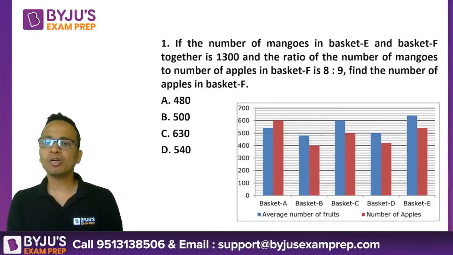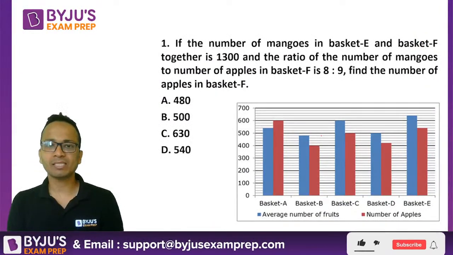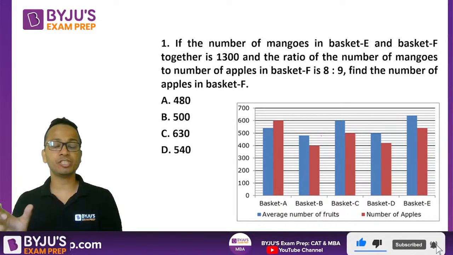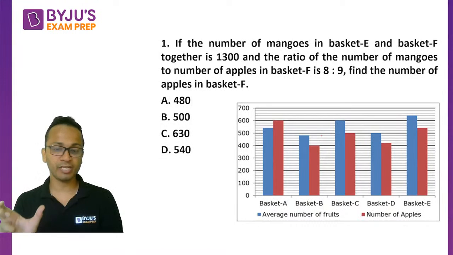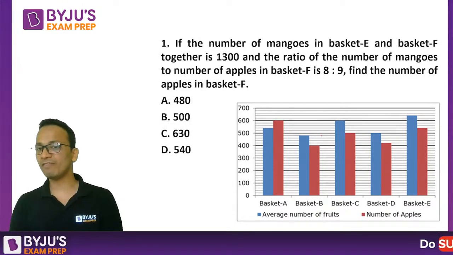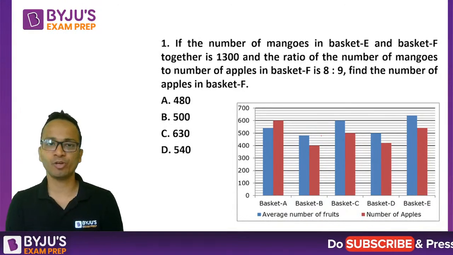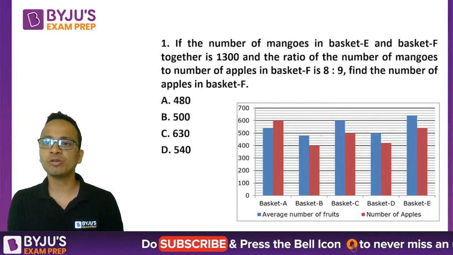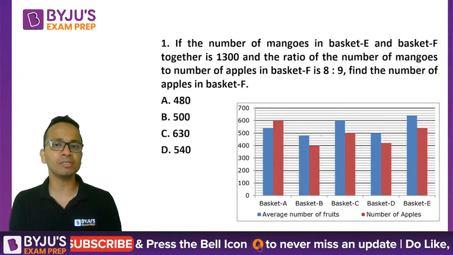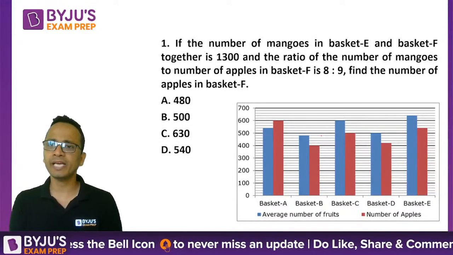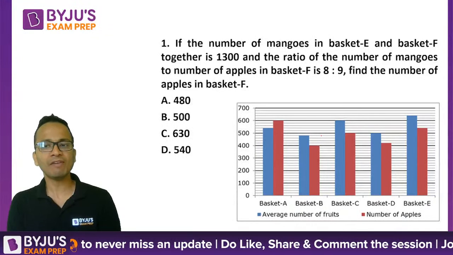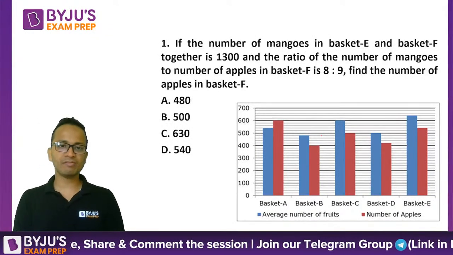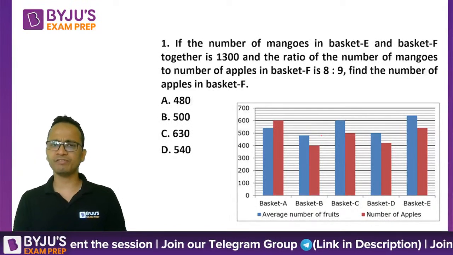The question is, if the number of mangoes in basket E and basket F together is 1300. So basket F की बात हो रही है, for which the data is not given in the graph. Okay, so you'll have to make a new basket for yourself. So number of mangoes in basket E and F together is 1300, and the ratio of the number of mangoes to the number of apples in basket F is 8:9. So you have to find out the number of apples in basket F. You have less than 1 minute, around 45 seconds for this one.